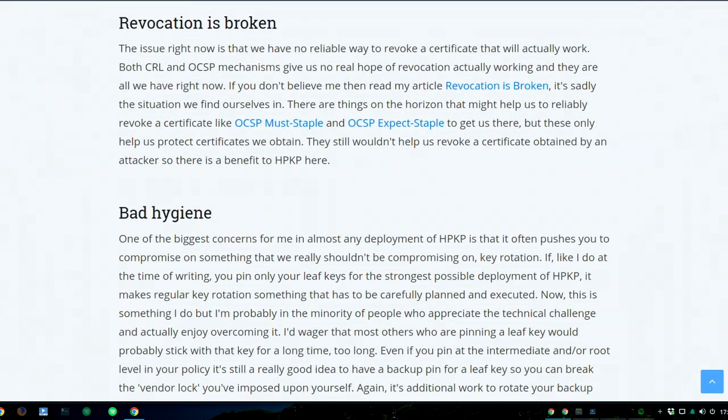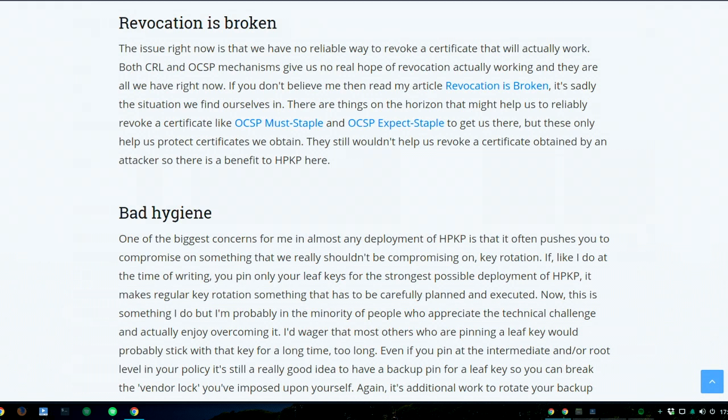Basically, if you have a certificate and it gets compromised, you can say, "Hey, Mr. CA, can you revoke this cert for me?" The issue right now is that we have no reliable way to revoke a certificate that will actually work. Both CRL and OCSP mechanisms give us no real hope of revocation actually working, and they are all that we have right now. So CRL is a certificate revocation list.